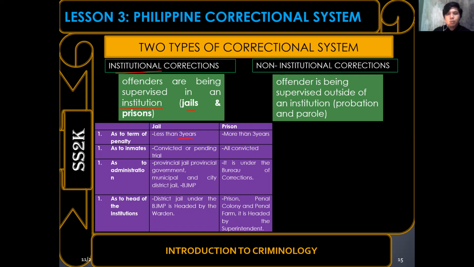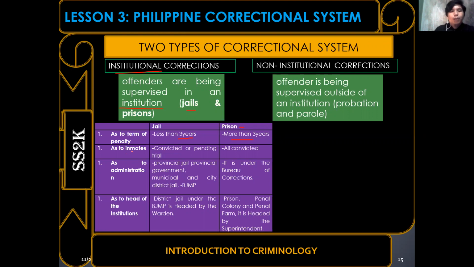Pagka prison naman, ang pwedeng makulong doon is yung nahatulan ng 3 years, 1 day and above. Kaya nakalagay doon is more than 3 years. Okay? So, pakitandaan, pag saktong 3 years, jail po siya. Pero pagka more than 3 years, that is 3 years, 1 day and above, doon po siya sa prison makukulong.